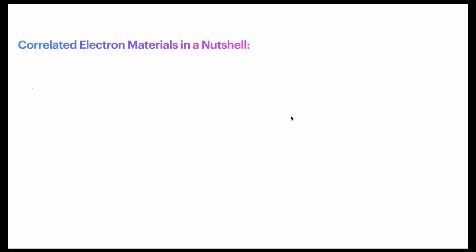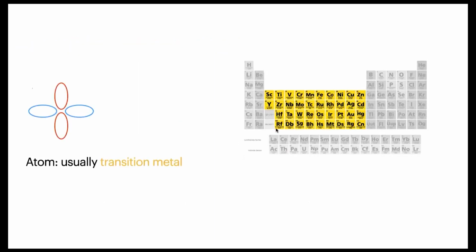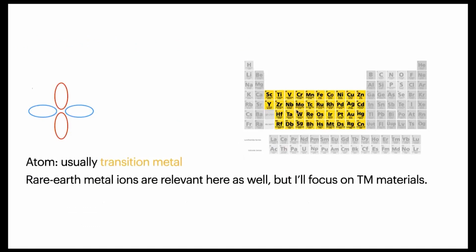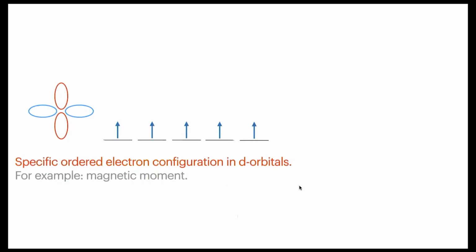So how do I think of correlated electron materials? Mostly in my work, these are materials that have a transition metal. Of course, rare earth materials can also be correlated electron materials, but here I'll focus on transition metal materials. And the fact that you have transition metal ions leads to the possibility of open D shells, and as a result, specific ordered electron configurations, right?